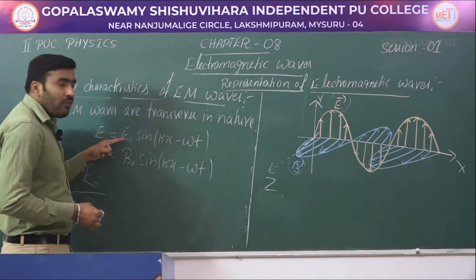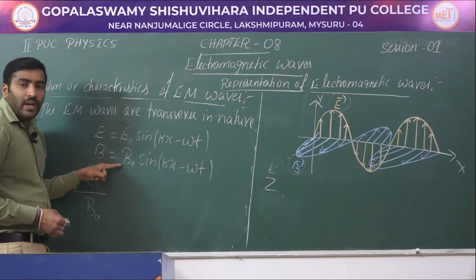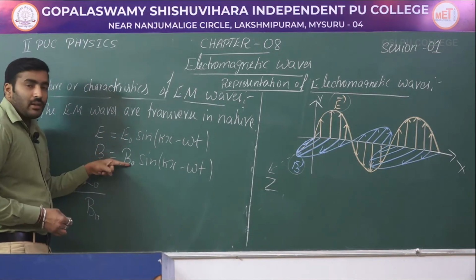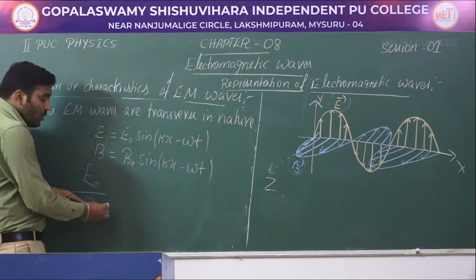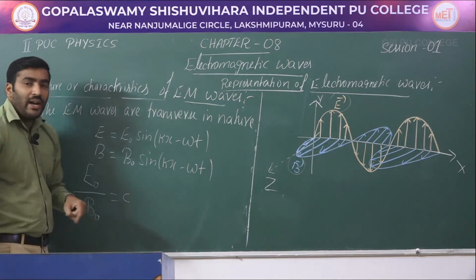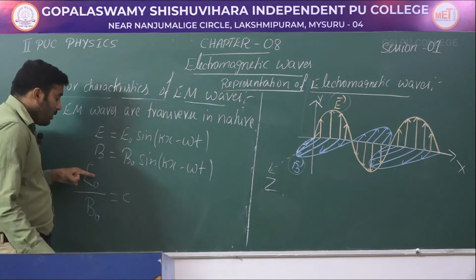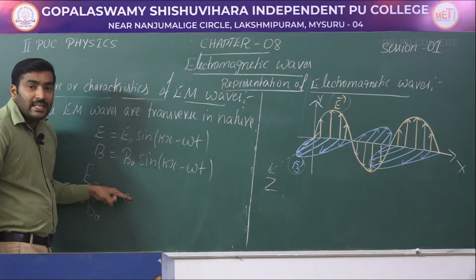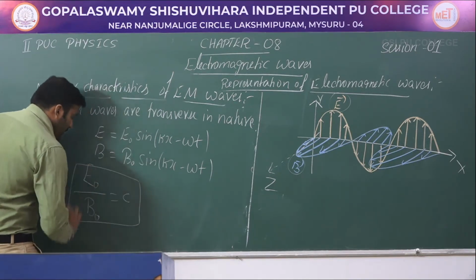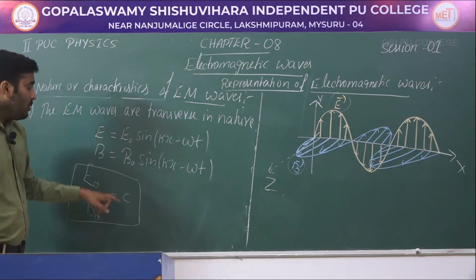So the amplitude of the electric field vector E naught and the magnetic field vector B naught, their ratio will give us the speed of light c. E naught by B naught is equal to c. This is a very important equation. E naught by B naught is equal to c.